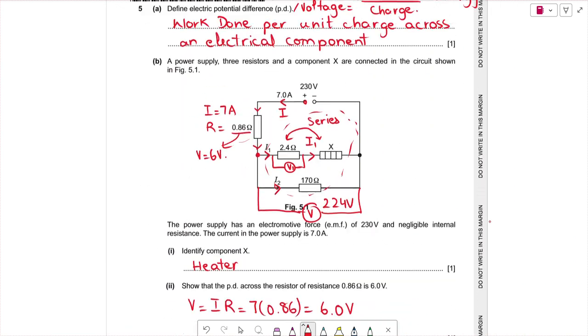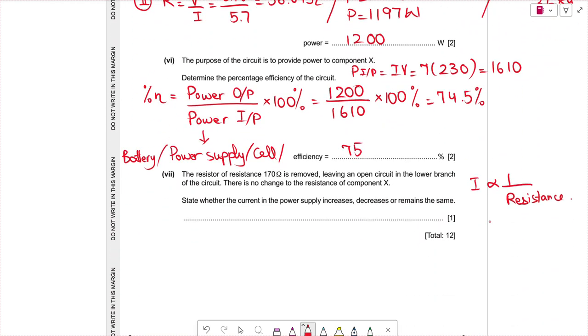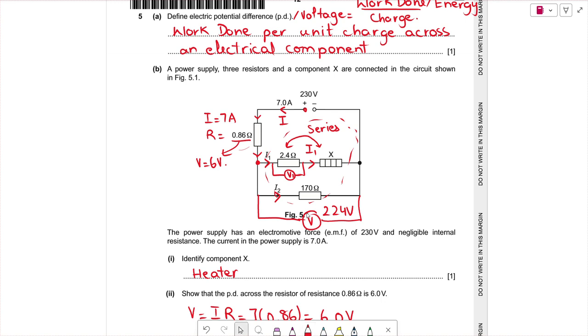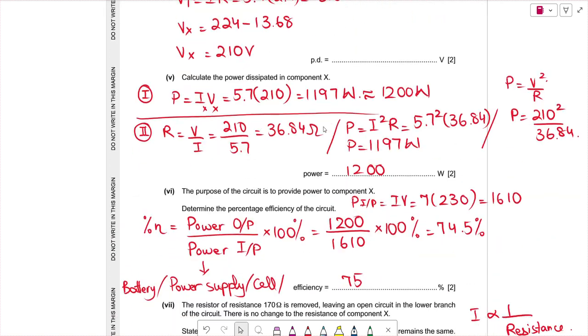So basically, let's look at this diagram, and he's saying that we have removed the 170 ohm resistor. If you remove this 170 ohm resistor, it means there is no more resistance that is in parallel to the 2.4 ohm resistance and the resistance X. So if that's the case, all three of these, the 0.86 ohm, 2.4 ohm and the heater X, all three of them are in series, and when all three of them are in series, the resistance will increase, and when the resistance of the circuit increases, the current of the circuit decreases.